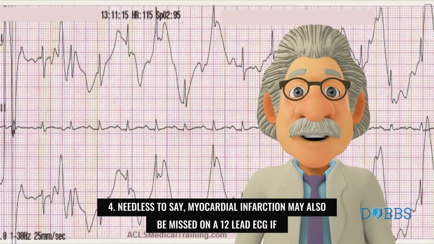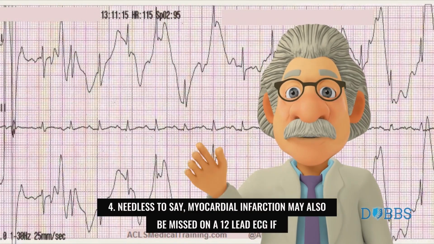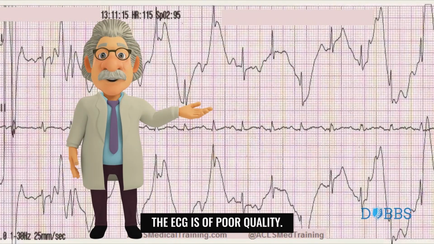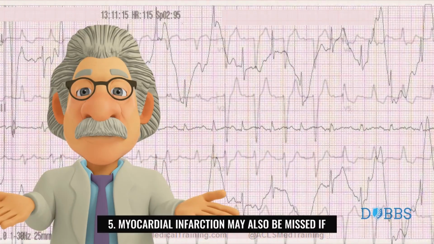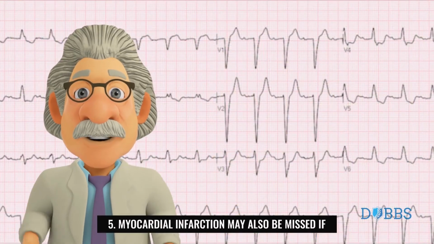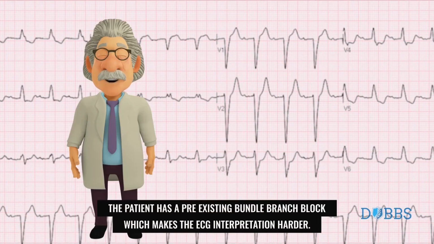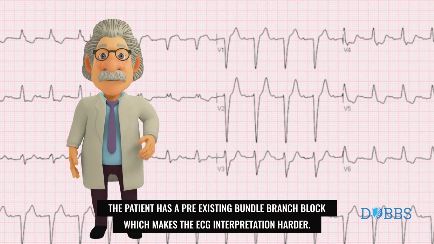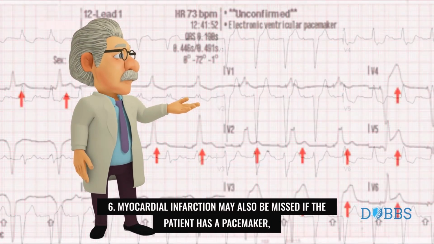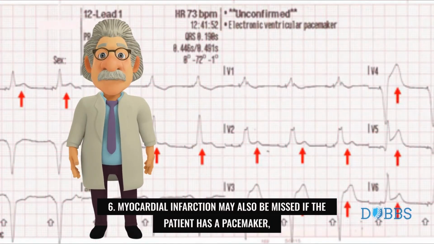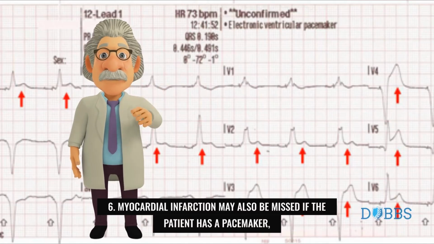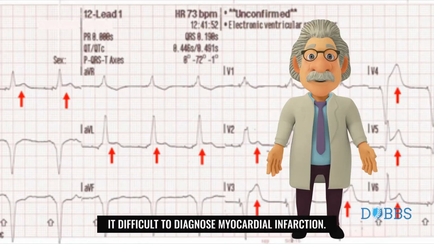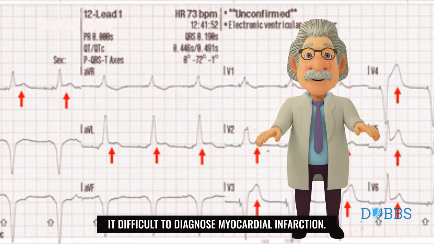4. Needless to say, myocardial infarction may also be missed on a 12-lead ECG if the ECG is of poor quality. 5. Myocardial infarction may also be missed if the patient has a pre-existing bundle branch block which makes the ECG interpretation harder. 6. Myocardial infarction may also be missed if the patient has a pacemaker, as they can cause a variety of ECG changes that can make it difficult to diagnose myocardial infarction.